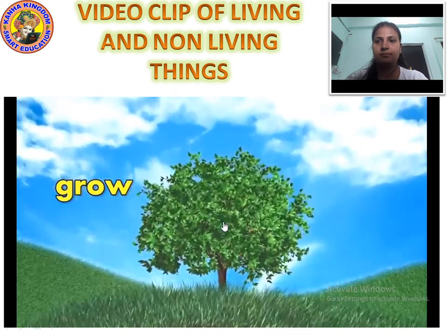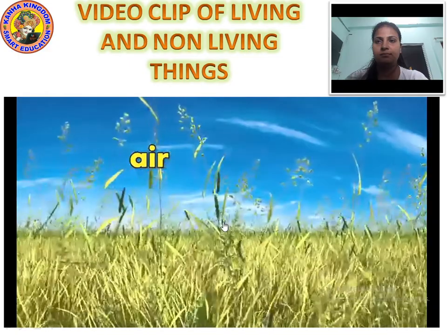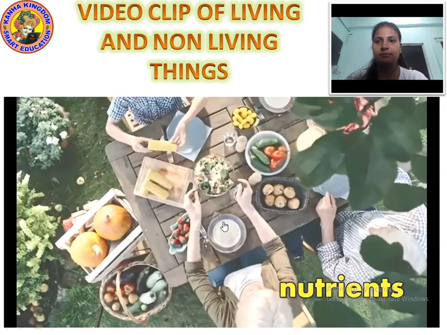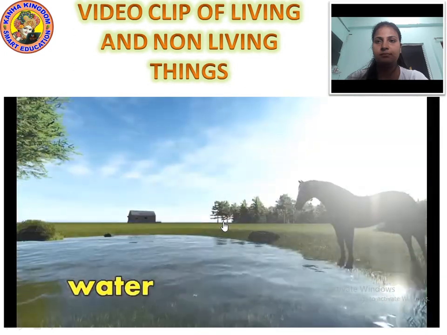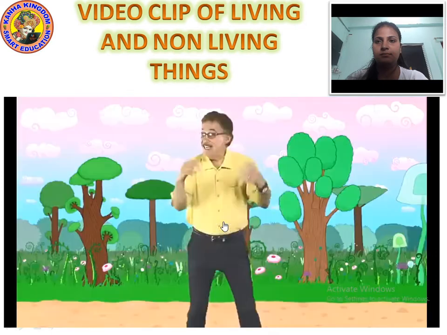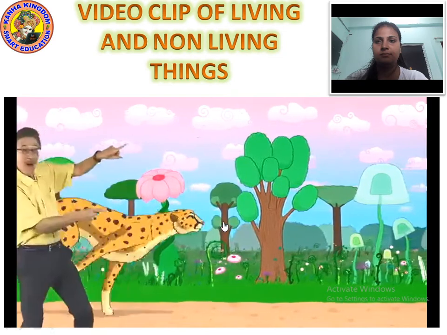Living things grow. Living things have cells. Living things need air. Living things need nutrients. Living things need water. Living things reproduce. Now I'll say some living things. You show me how they go.